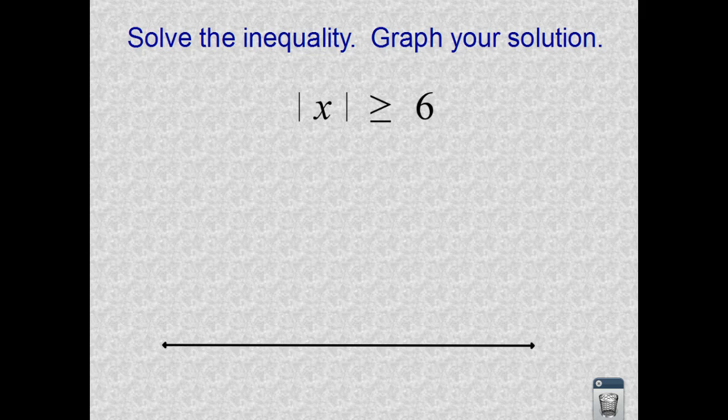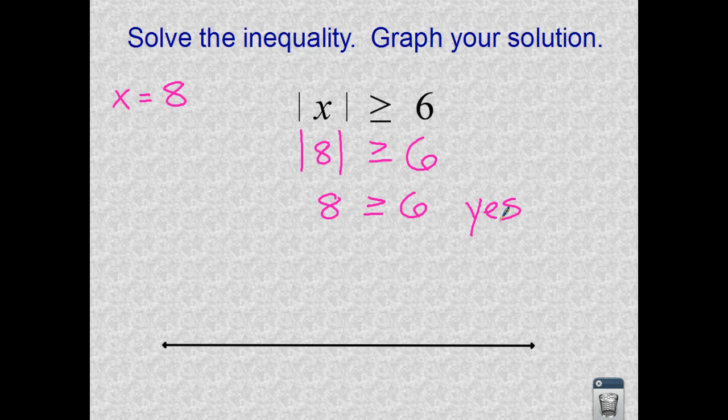So I'm just going to start by grabbing a random number off the number line that happens to be larger than 6. Let's say x could be possibly 8. So if I were to take the absolute value of 8, is that going to work? Well, the absolute value of 8 is 8, and 8 is greater than or equal to 6. So I would say yes, that is a solution.